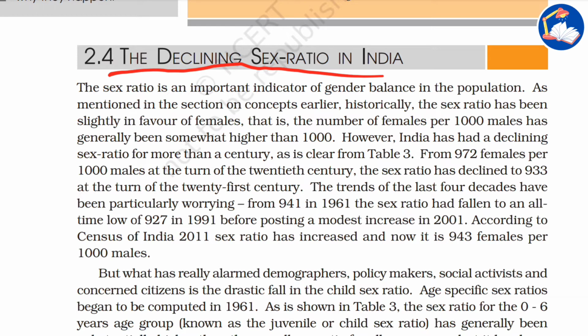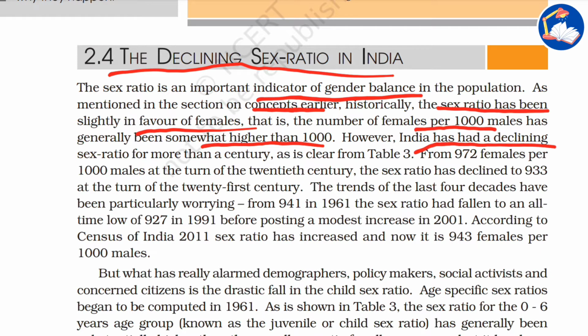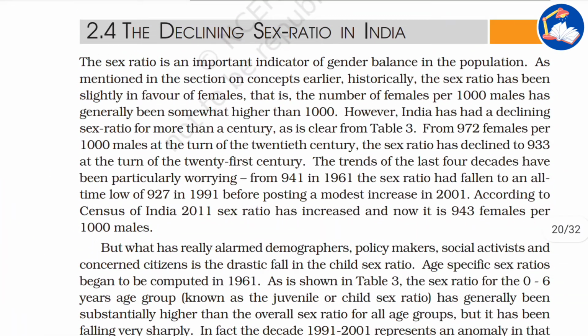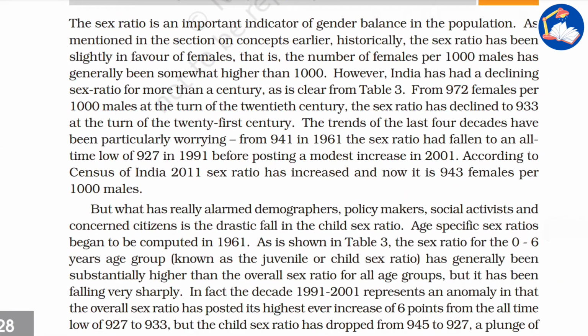The sex ratio is an important indicator of gender balance in the population. As mentioned in the section on concepts earlier, historically the sex ratio has been slightly in favor of females. That is, the number of females per thousand males has generally been somewhat higher than 1000. However, India has had a declining sex ratio for more than a century. The table is given here. I'll discuss it later once we read these points.